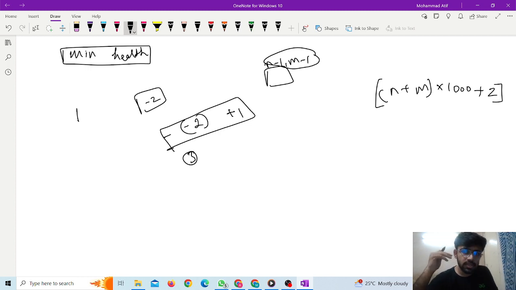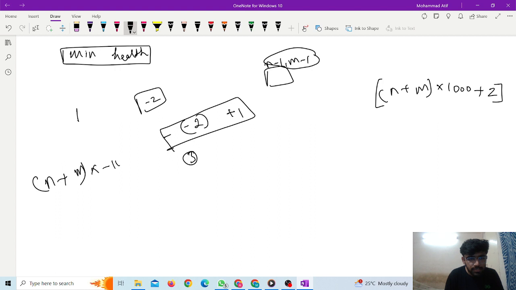So what it means that if I am taking the health as 2, it will simply mean that I am not able to reach the final position, right? So what is the worst case scenario of all? Suppose the worst case scenario is that all my blocks are minus 1000. So if all my blocks are minus 1000, what would be the total deduction in the health of the knight? It will be (n plus m) into minus 1000.